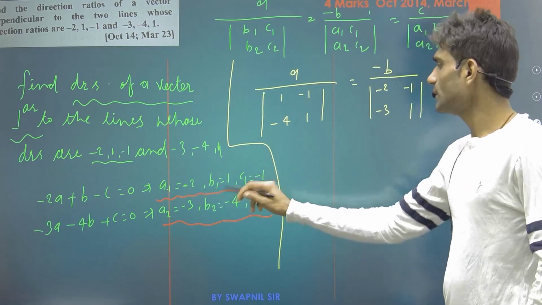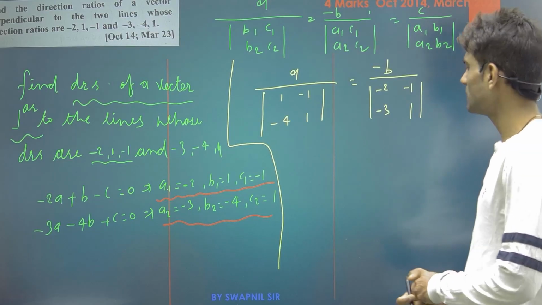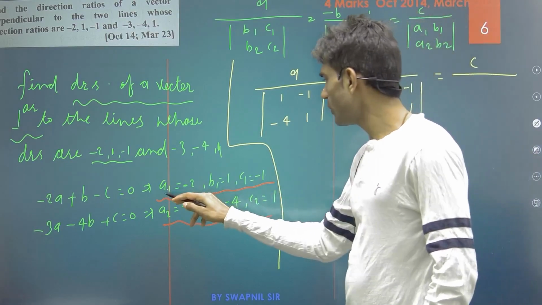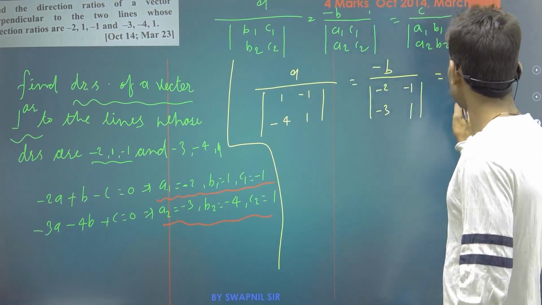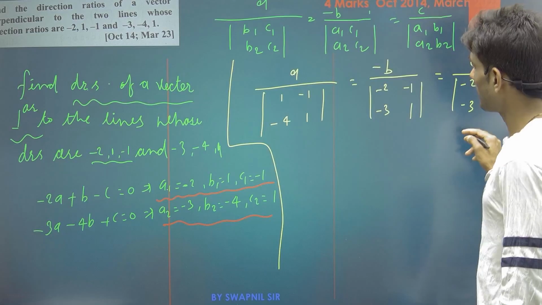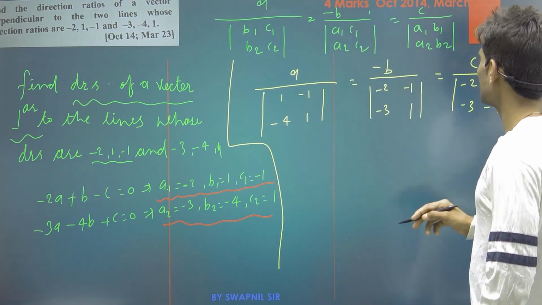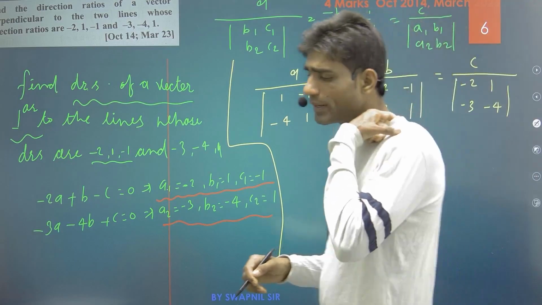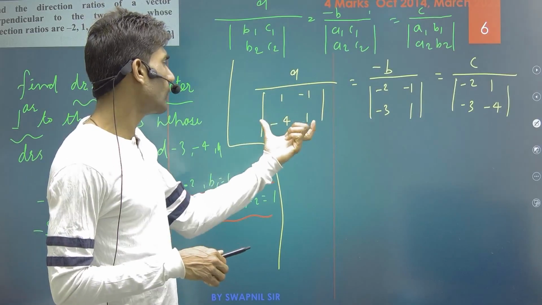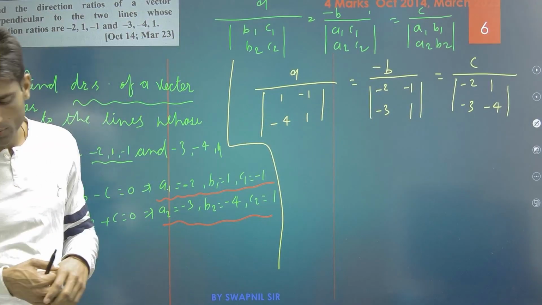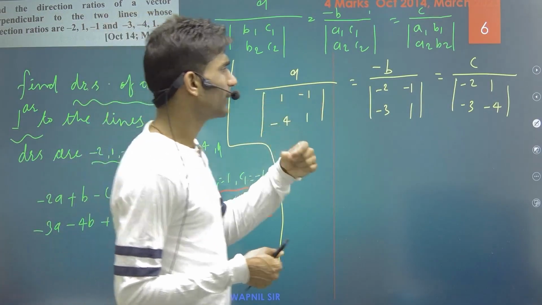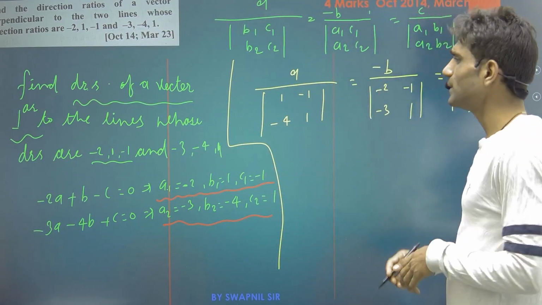So A1, C1, A2, C2 is -2, -1, -3, 1, upon C upon A1, B1, A2, B2, which is -2, 1, -3, -4. As we have the condition for perpendicular lines, that's why I use this formula here. So A upon this determinant, second and third determinant. Now let's go for finding the values of our determinants. Just find the values and substitute them back here.